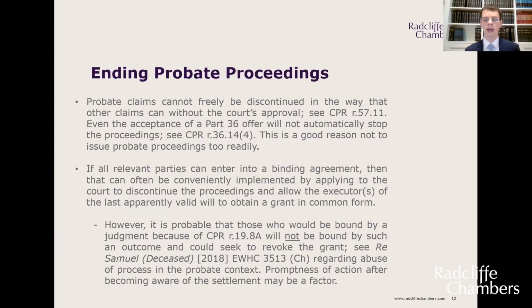So the Chancery Division proceedings, they might have been transferred, but the proceedings that began in the Chancery Division will simply be discontinued, and whoever has the last apparently valid will can go to the probate registry for a grant in common form. And you can implement the terms of your settlement with a binding deed between the executors and beneficiaries under that will to rejig the estate in accordance with your settlement. But this can often be a convenient way of doing it.